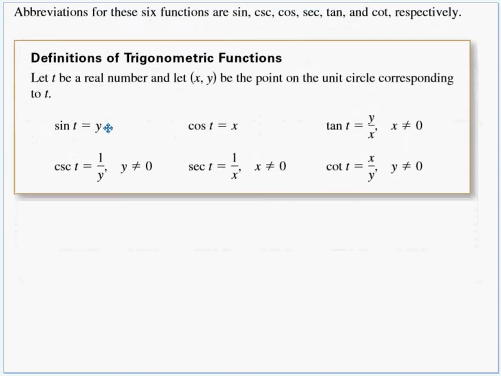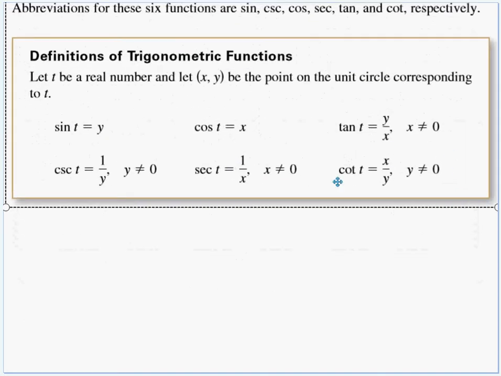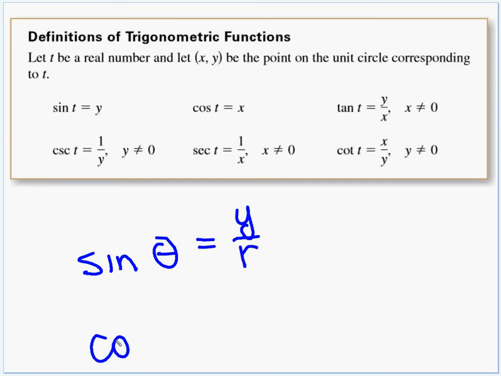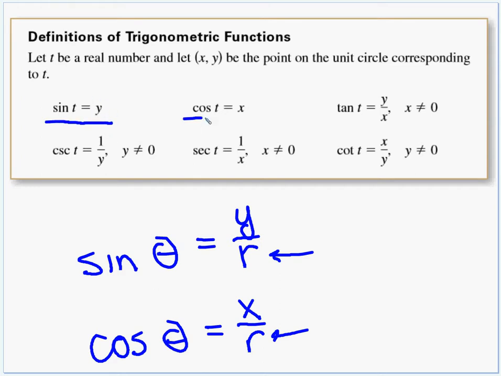And think what we did in section 4.4 when we did the trig functions of any angle. We saw there that the sine of theta was equal to y over r, and the cosine of theta was x over r. Well, now, since our radius is 1, y divided by 1 is just y, x divided by 1 is just x. So here we have the sine of angle t is equal to the y coordinate, and the cosine of angle t is equal to the x coordinate. This is only true if we are actually on the unit circle.